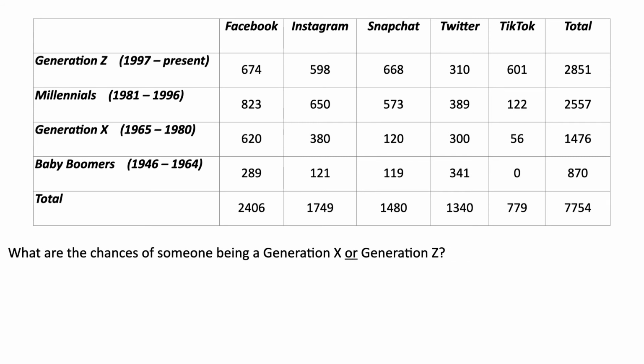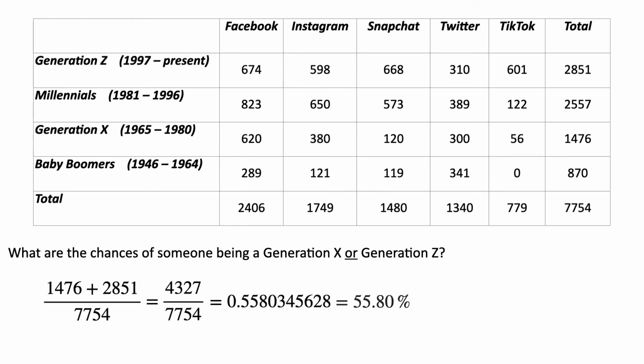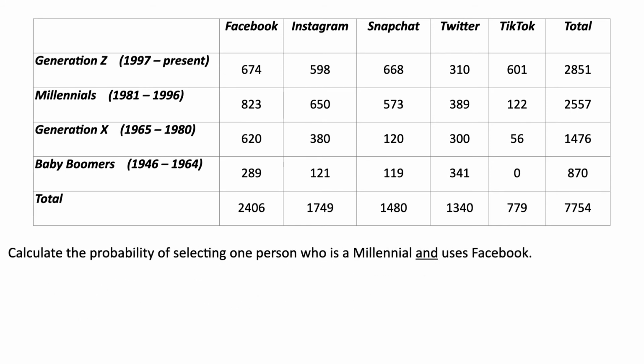What are the chances of someone being from Generation X or Generation Z? Well, we could just add those groups together and then divide by the total. So that would give us roughly 56% are from those two generations. Calculate the probability of selecting one person who is a millennial and uses Facebook. Well, we want both groups. So we have 823 millennials who used Facebook over the total. And that would be roughly 11%.